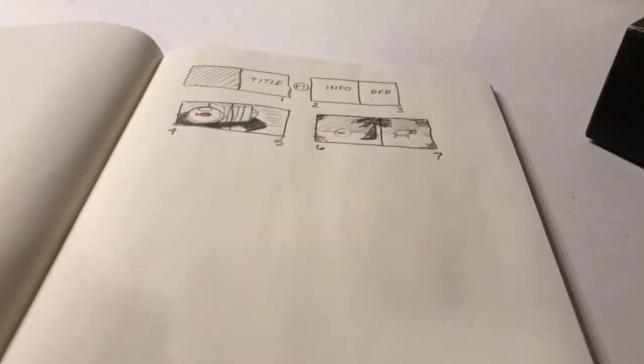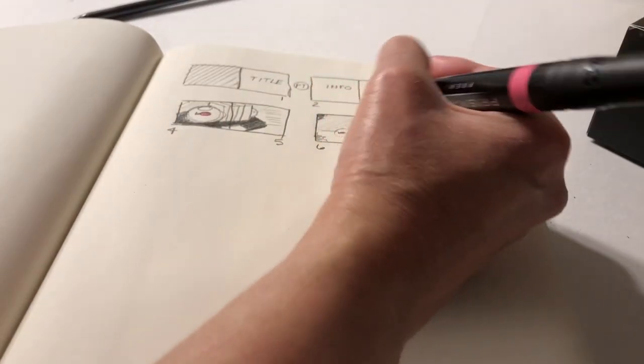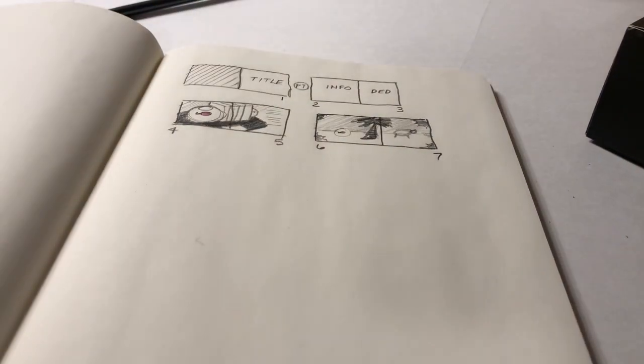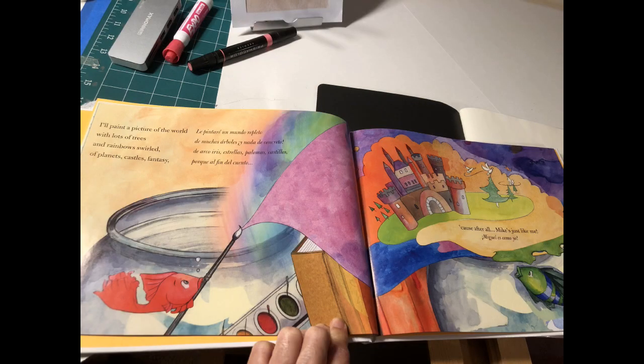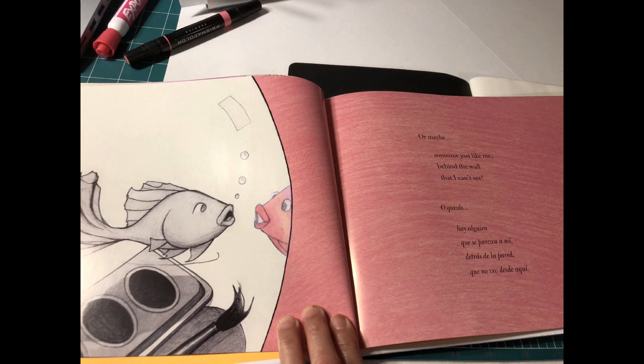Okay, so this is the thumbnail for the second spread. And here again, I start to fill it in. What's really important about the way you design your pages is this. The text is a very, very important part of the book. And in this book, in The Amazing Watercolor Fish, it was really important.